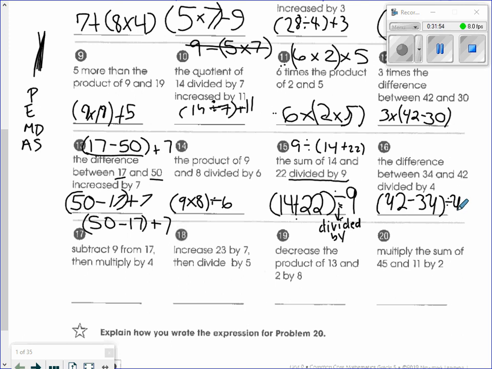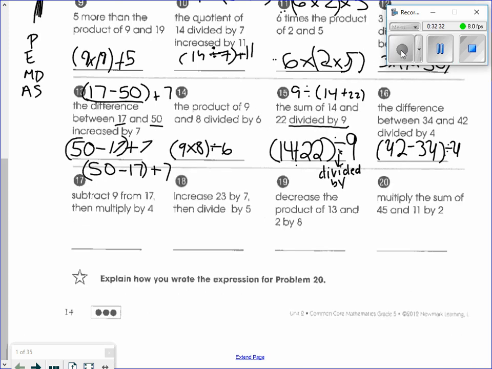So the difference between 34 and 42. So even though 34 is first, here, 42 has to go first because we don't do negatives in 5th grade. 42 minus 34 divided by 4. Okay, so if you have not already done 17, 18, 19, and 20, I want you to do those.